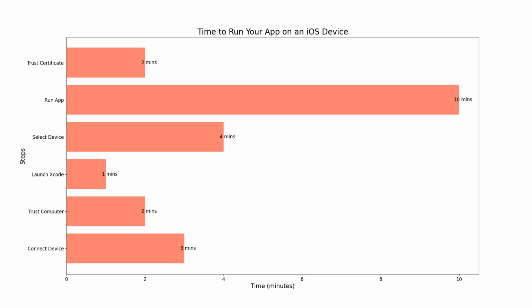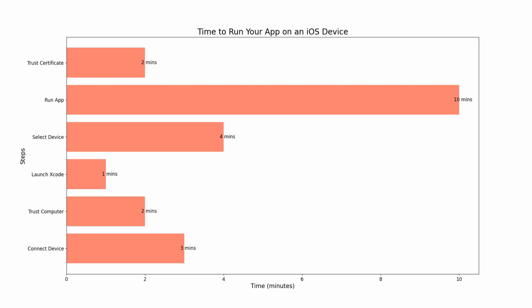This displayed horizontal bar chart, titled Time to Run Your App on an iOS Device, lists 6 sequential setup steps on the vertical axis and shows the time in minutes on the horizontal axis. Each step is annotated with its integer minute value. Connect device, 3 minutes. Trust computer, 2 minutes. Launch Xcode, 1 minute. Select device, 4 minutes. Run app, 10 minutes. And trust certificate, 2 minutes.